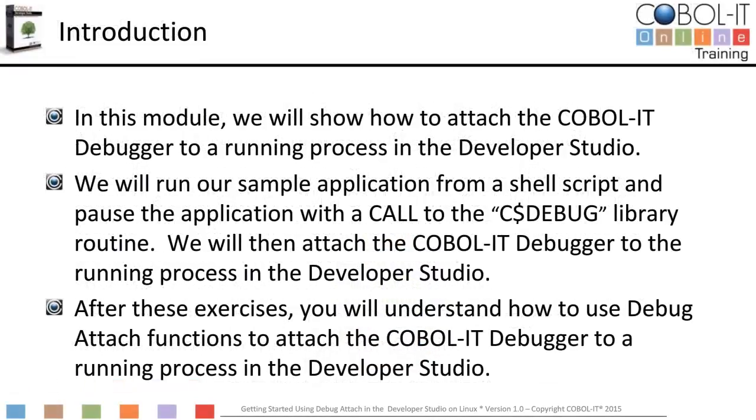In this module, we will show how to attach the COBOL-IT Debugger to a running process in the Developer Studio on Linux. We will run our sample application from a shell script, and pause the application with a call to the $debug library routine. We will then attach the COBOL-IT Debugger to the running process in the Developer Studio. After these exercises, you will understand how to use Debug Attach functions to attach the COBOL-IT Debugger to a running process in the Developer Studio.